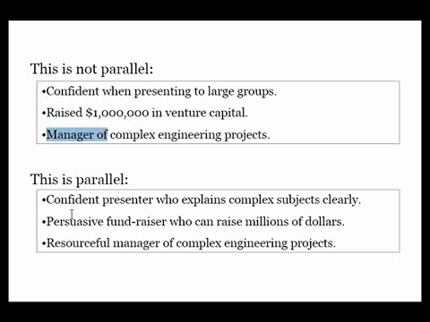The second example is parallel. Confident presenter. Persuasive fundraiser. Resourceful manager. All three of them are adjective plus noun. Adjective plus noun. Adjective plus noun. That makes them parallel in structure.